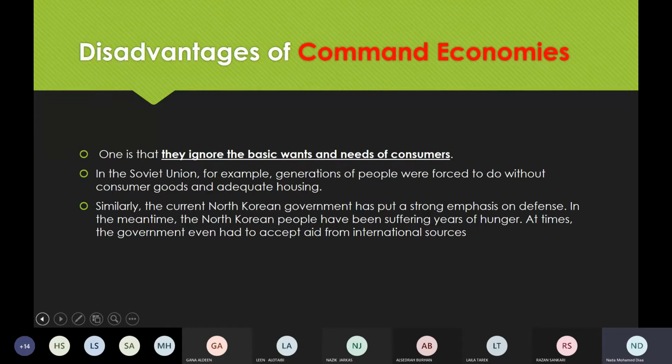Okay, disadvantages. What is a disadvantage of a command economy? They ignore the basic wants and needs of consumers. I need a specific kind of tea. No. Specific kind of sugar. No. Only one kind of sugar will be distributed to everyone. Only one kind of oil to everyone. They ignore the wants and needs. They give you what they think is necessary for life, and that's it. The Soviet Union was a command economy.